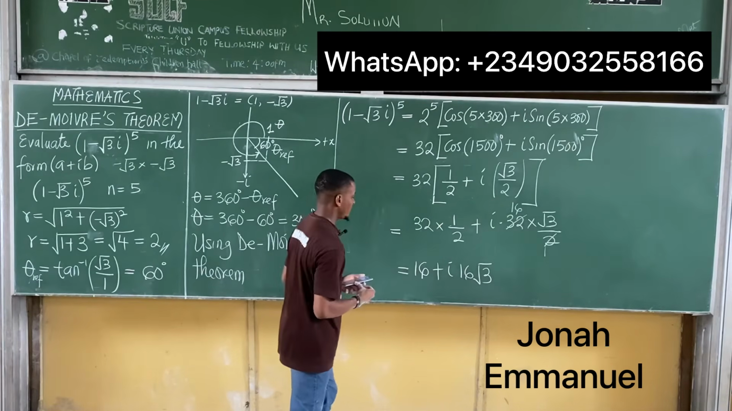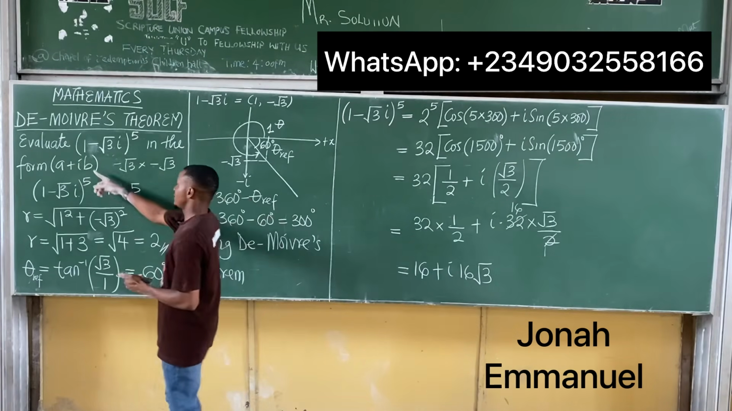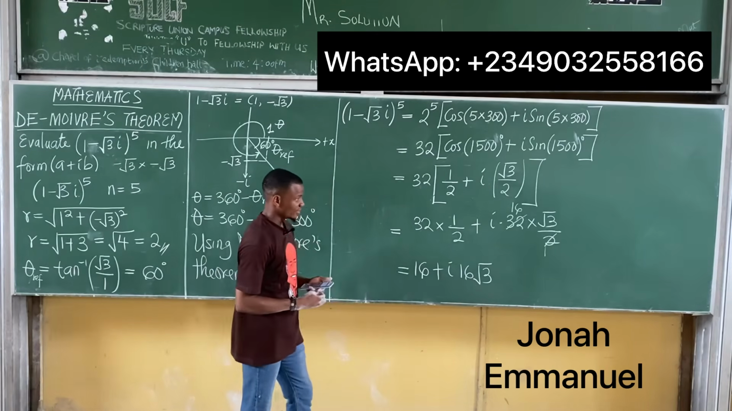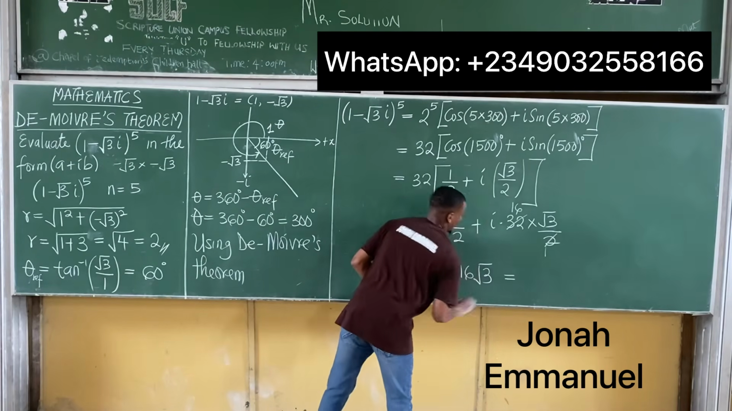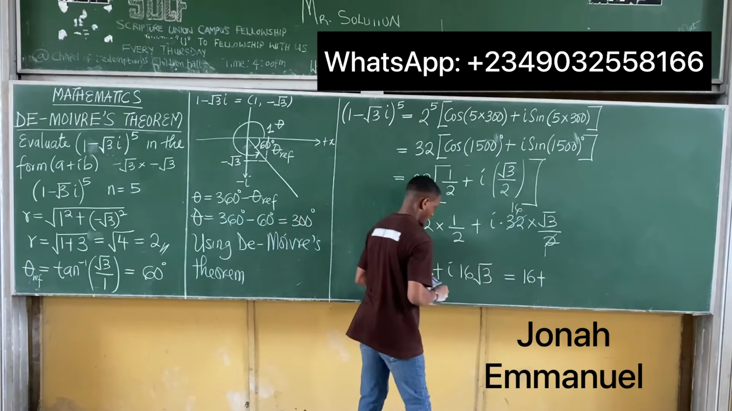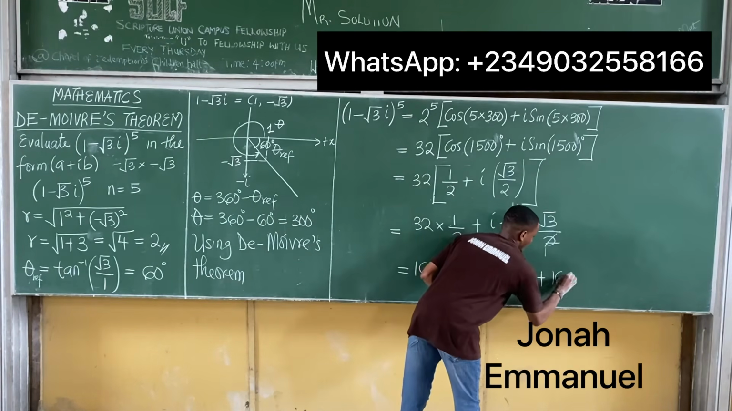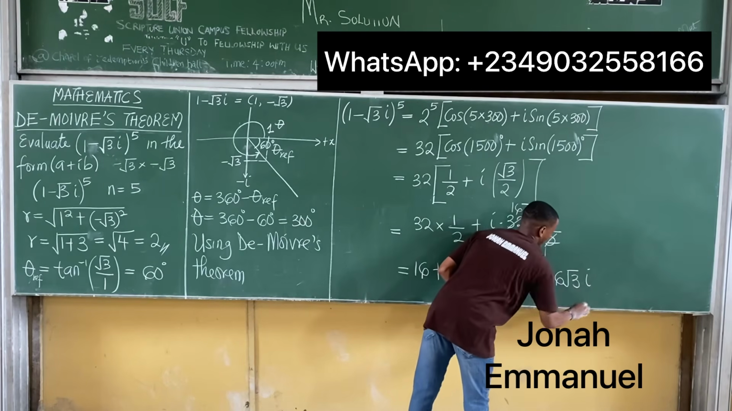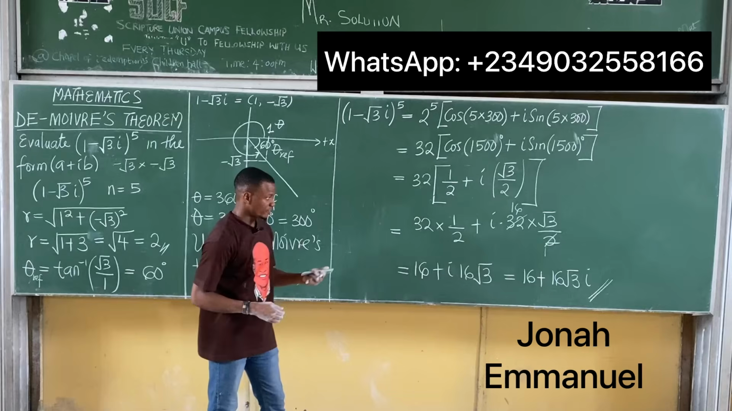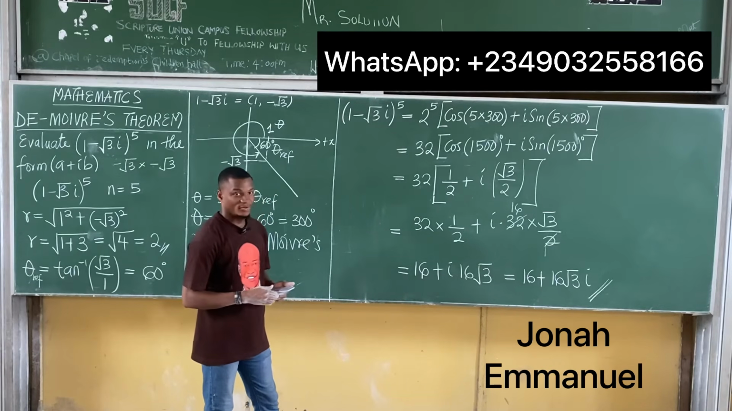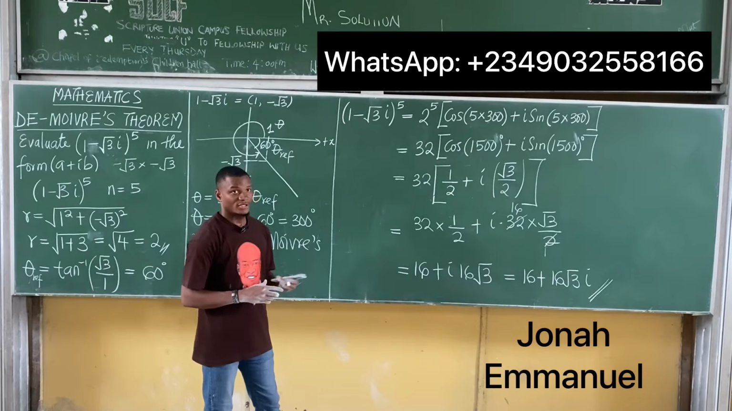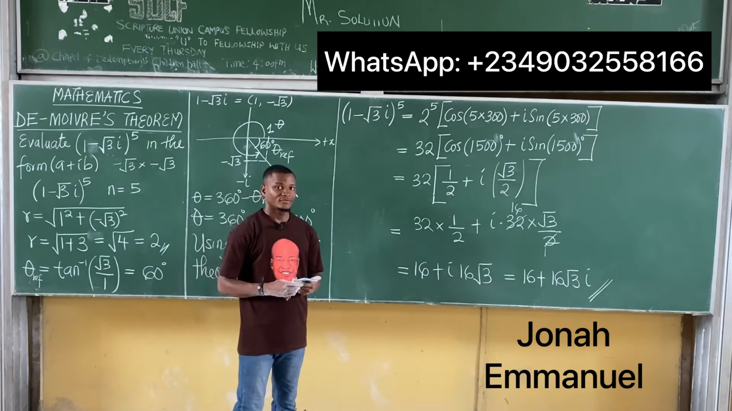So this is the answer here. We have to express it in the form a plus ib. So it becomes 16 plus 16 root 3i. All right, so this becomes our final answer. If you want to factorize this, you're free to factorize, but that's our final answer after solving this question. That's how we solve this.